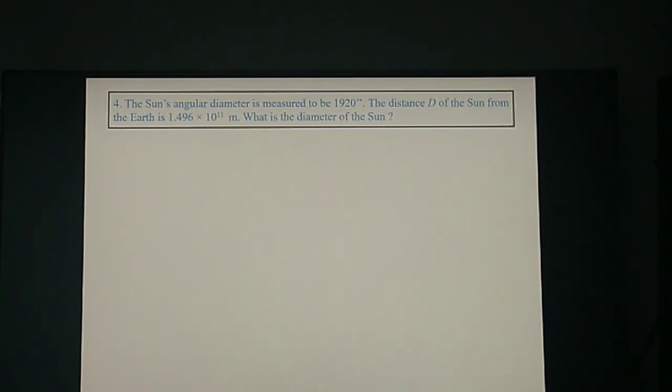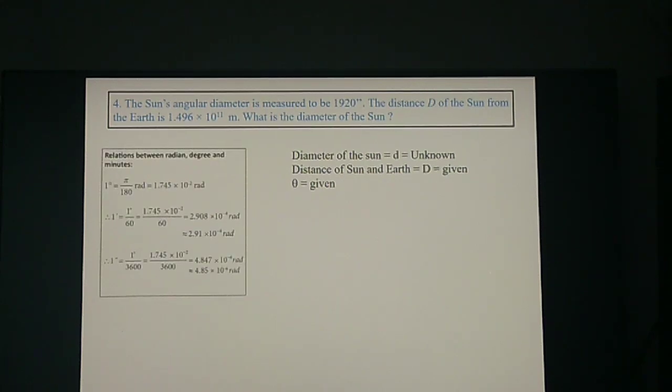So in this fourth problem, you are given the angular diameter of the sun, that is theta, that is 1920 second, and the distance of the sun from the earth is also given. And what are you supposed to measure? The diameter of the sun. So now in our formula, we have d, which is unknown, the small d. Capital D is given to us, theta is given to us, but theta is in seconds.